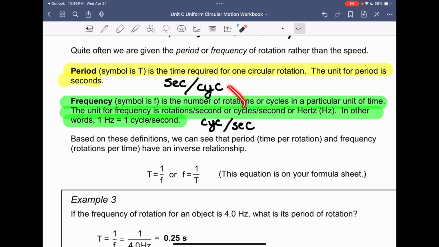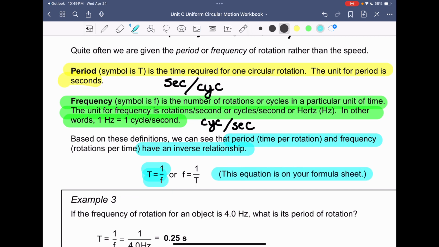And so we often write it as cycles per second. Even visually inspecting these two and comparing them side by side, you can see they have an inverse relationship, which is exactly what I want you to highlight. Both period and frequency have an inverse relationship. And the formula that's on your formula sheet is this first one here. You specifically look under the waves section. So if you want to make a note for yourself, this is under the waves section, and you'll see this formula here.